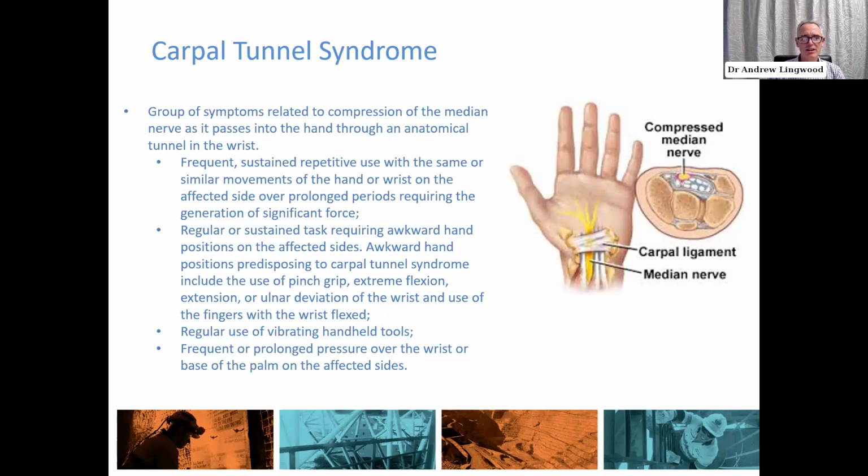Awkward hand positions, particularly a lot of use of a pinch grip, extreme flexion or extension or ulnar deviation of the wrist, and use of the fingers with the wrist flexed. These are some positions that are likely to put more pressure on the carpal tunnel. Regular use of vibrating or handheld tools can affect the condition as well, as can pressure over the base of the palm. People who are pressing down there for a long period of time can compress the nerve a bit further.